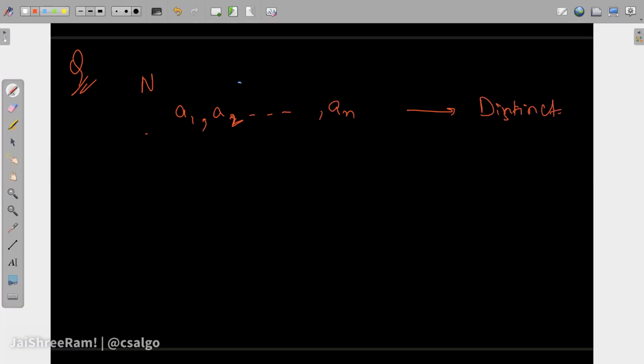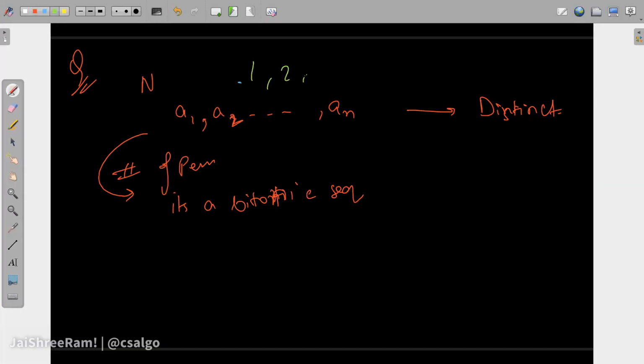Now you have to find out the number of permutations of this such that it's a bitonic sequence. Now what is a bitonic sequence? It first increases and then decreases. So basically, if you have some values like 1, 2, 4, 3, this is a bitonic sequence because it's first increasing and then it's decreasing, right? 1, 2, 3, 4 is also bitonic, as it's increasing.